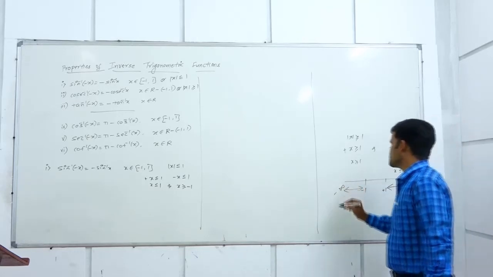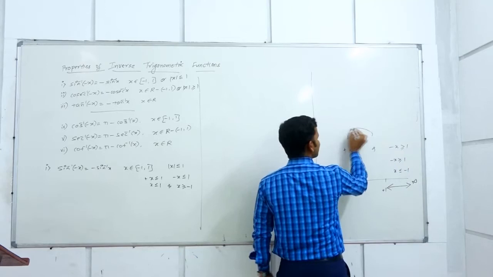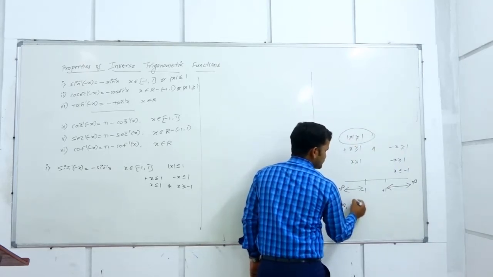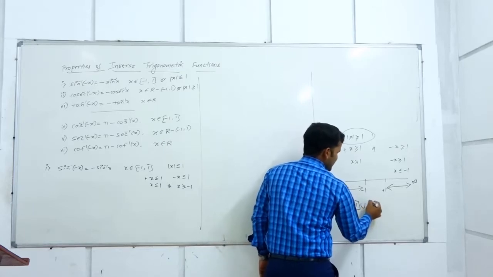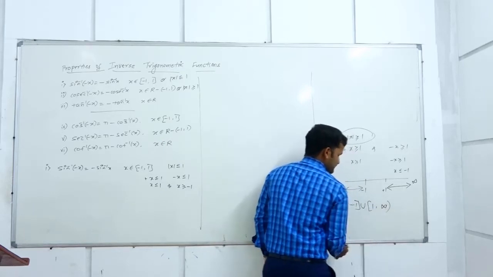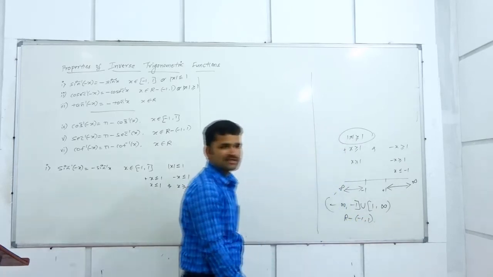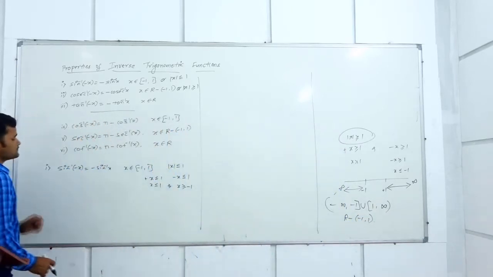This is nothing but modulus of x greater than or equal to 1, which is nothing but minus infinity to minus 1 union 1 to infinity. This can also be written as all the real values except minus 1 to plus 1. Fine. Now we are going to follow this.